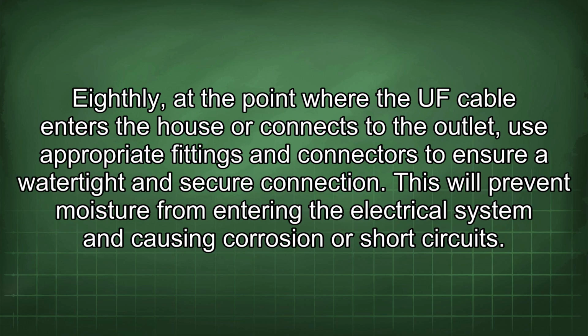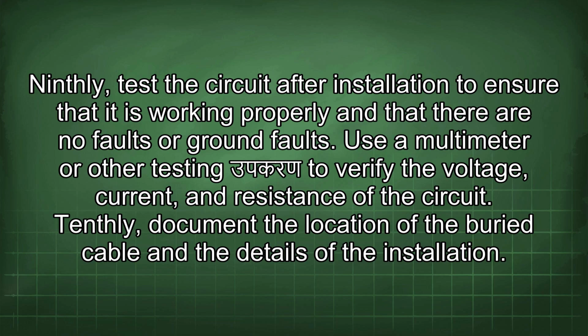Eighthly, at the point where the UF cable enters the house or connects to the outlet, use appropriate fittings and connectors to ensure a watertight and secure connection. This will prevent moisture from entering the electrical system and causing corrosion or short circuits. Ninthly, test the circuit after installation to ensure that it is working properly and that there are no faults or ground faults. Use a multimeter or other testing applicator to verify the voltage, current, and resistance of the circuit.